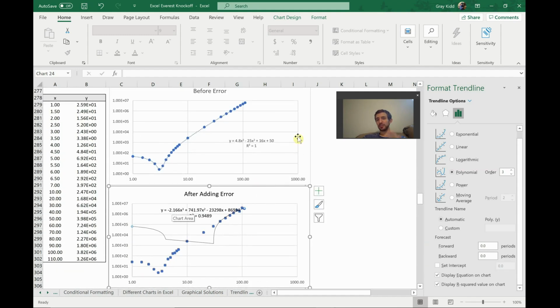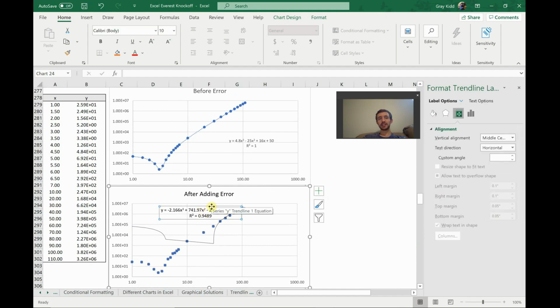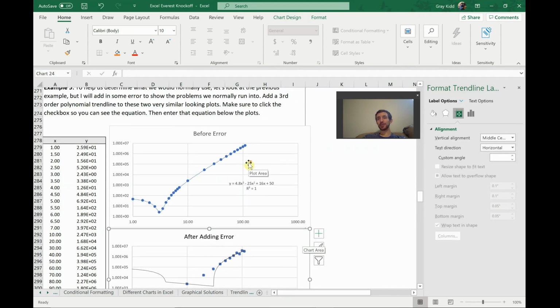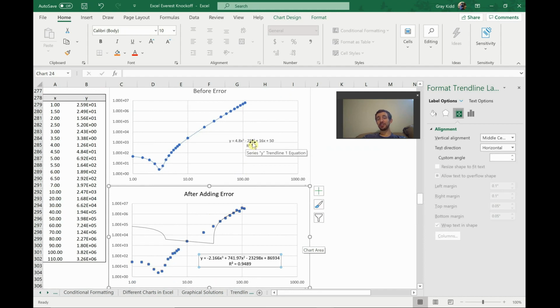Like if we look at the terms, just look at the terms here. This is kind of amazing to me. I'm not going to fill it in because I'm going to talk about it instead. So plus 50 plus 86,934. Plus 16x minus 23,298x. Minus 25x squared plus 741.97x squared. 4.8, negative 2.166. That one's not that bad.